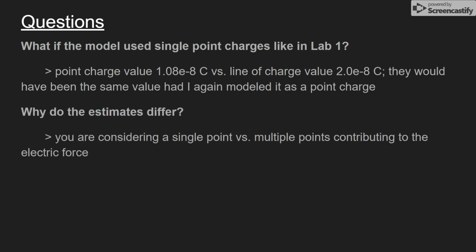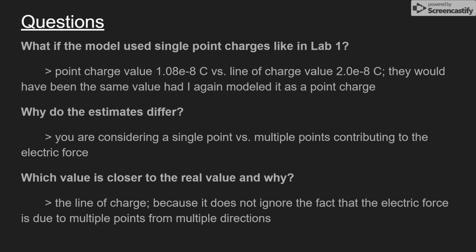Why do the estimates differ? Well, you're considering a single point versus multiple points contributing to the electric force and just ignoring the superposition principle when considering the tapes to be a single point. Then which value is closer to the real value and why? The line of charge is closer to the real value because it does not ignore the fact that electric force is due to multiple points from multiple directions.